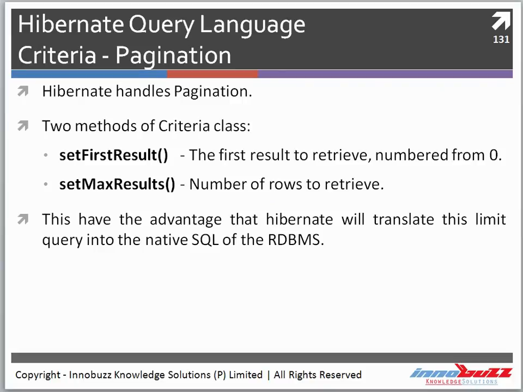Criteria and pagination. Also with Hibernate you can perform pagination, which is a very common task on many applications. The Criteria class has two methods, setFirstResult and setMaxResults. The advantage is that Hibernate will translate this limit query into the native SQL of the RDBMS.